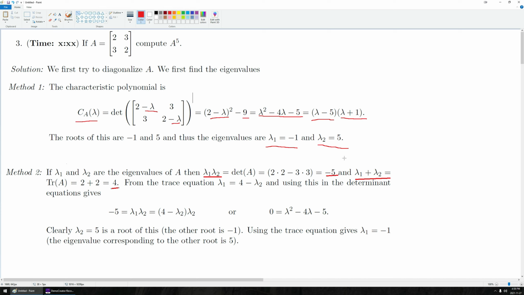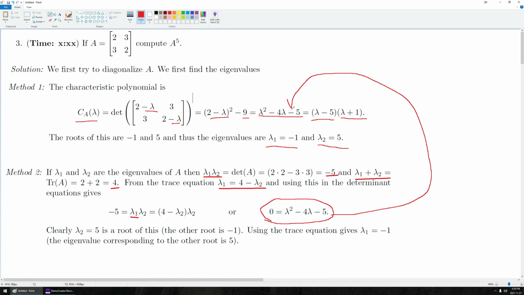So let's do this. From the trace equation, I know lambda 1 is simply going to be equal to 4 minus lambda 2. If I use this in the determinant equation, I simply get negative 5. The term over here is lambda 1 times lambda 2, but lambda 1 is just 4 minus lambda 2. So this is 4 minus lambda 2 times lambda 2. I can expand this thing out, and I get this quantity here. Lo and behold, this is exactly the characteristic polynomial I had up here.